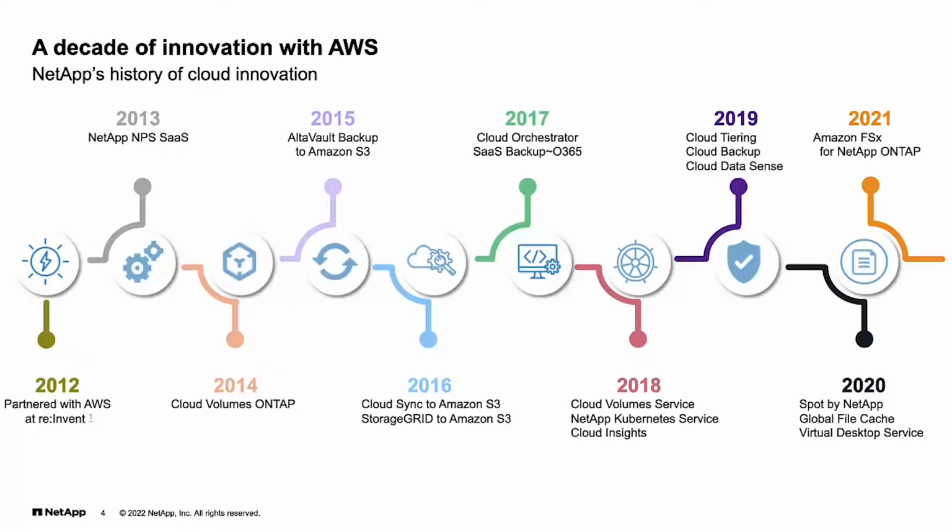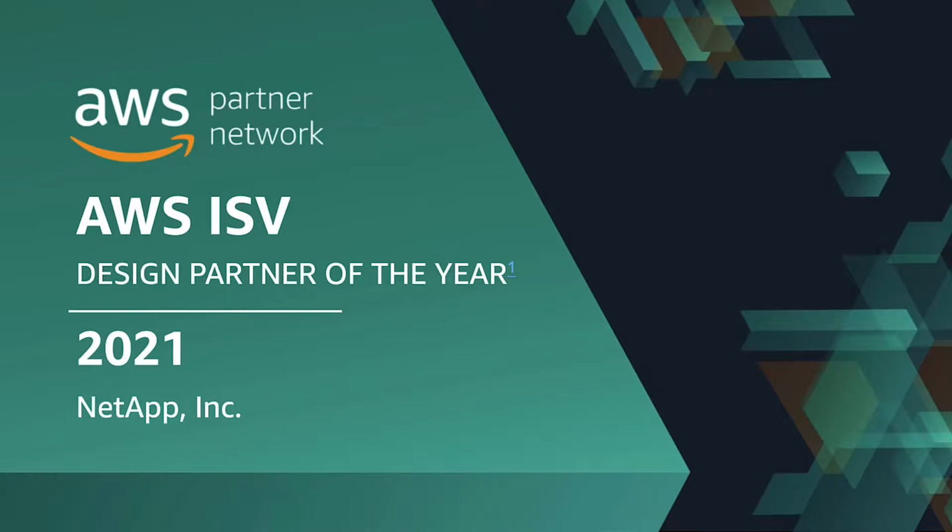Whether you're consolidating into cloud or expanding your data protection or extending your application workloads to the cloud, optimizing what you have currently in the cloud, we're here to help you accelerate that innovation, the time to market, and be the cloud on-ramp for you. And because of these amazing innovations we've been able to bring to market, we were awarded Design Partner of the Year from AWS, which is a huge award. Very exciting.